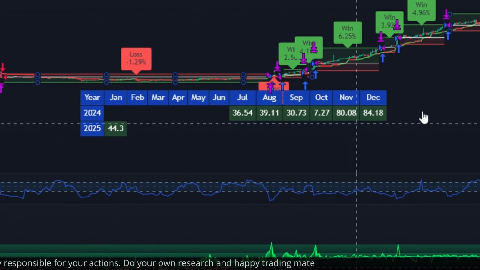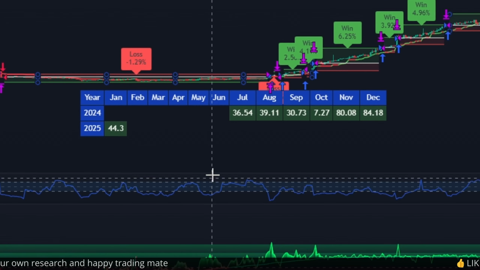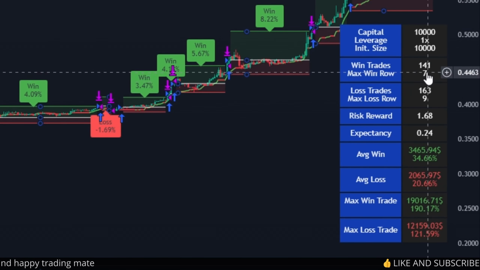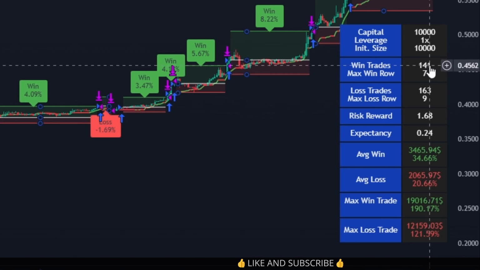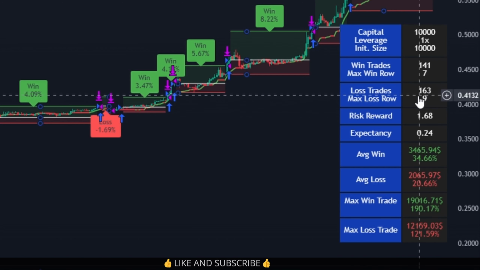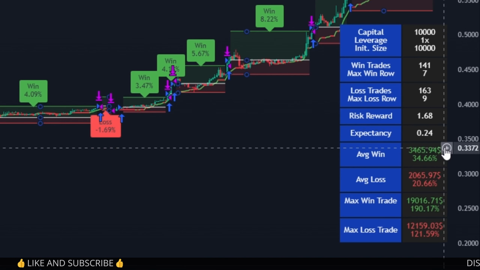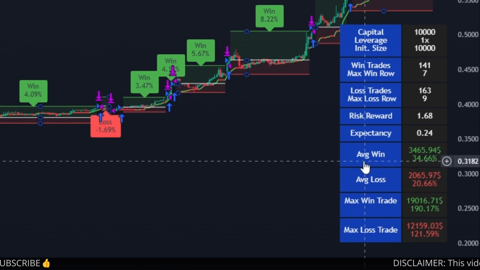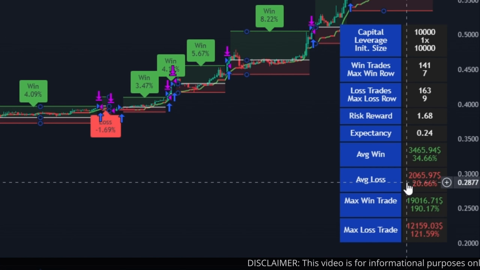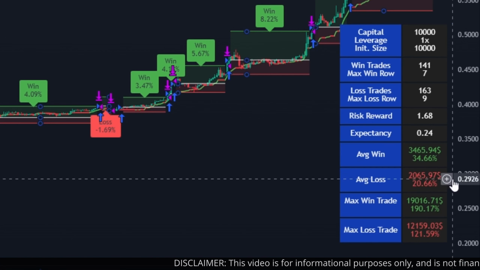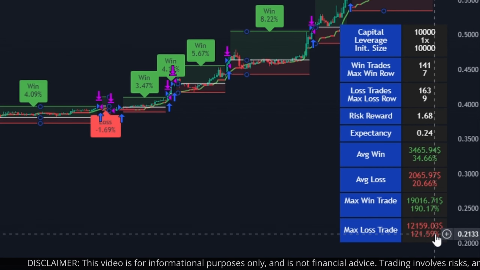As you can check here from the monthly table, we didn't have any losing months. Absolutely incredible, guys. Max consecutive wins 7, max consecutive losses 9, 141 win trades, and 163 loss trades. Average risk reward of 1.68, which is based on this ratio right here. We have an average win of 35.66% and average loss of 20.66%. Max win trade 190% and max loss trade 121%.